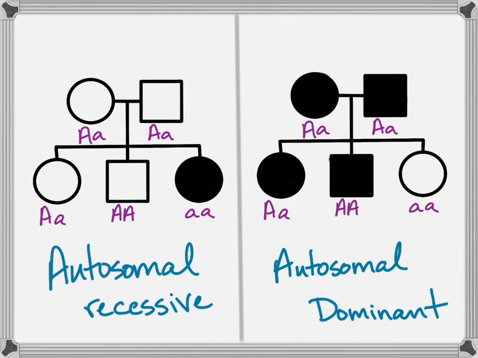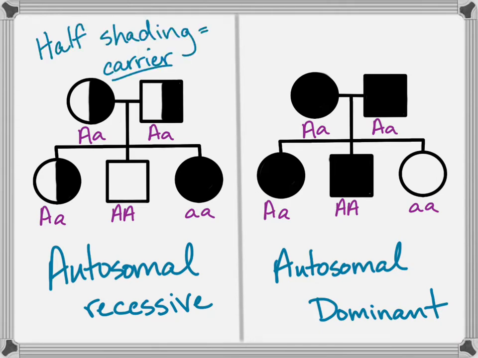One huge giveaway that a pedigree is tracing a recessive trait is when you see these half-shaded shapes. They are shading what we call the carriers. Carrier is another way of saying heterozygous carrier. They bring the trait to the next generation without actually showing it themselves. So again, that's carrier for carrying the trait to the next generation.